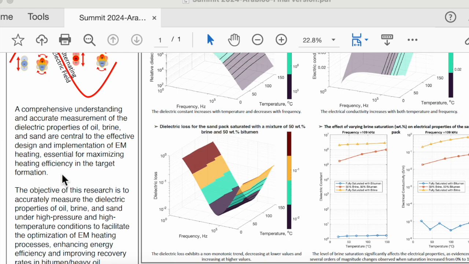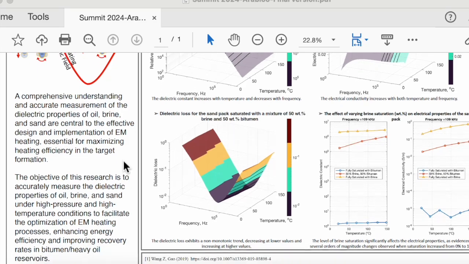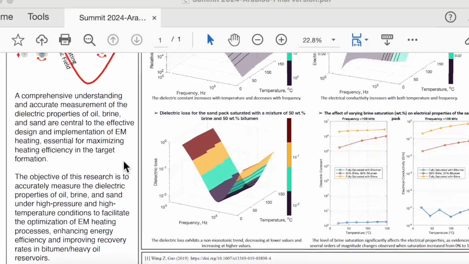These properties dictate how the reservoir materials respond to the electromagnetic waves, and how much energy is absorbed and converted into heat. By accurately measuring these properties under reservoir conditions, we can optimize the heating process to ensure the heat is distributed effectively. This is essential for maximizing heating efficiency in the target formation and improving the overall recovery rates while minimizing energy use.